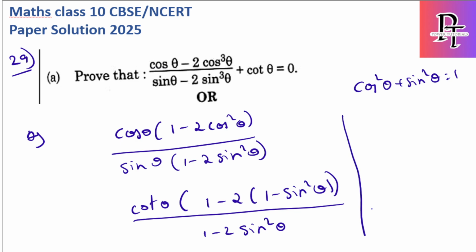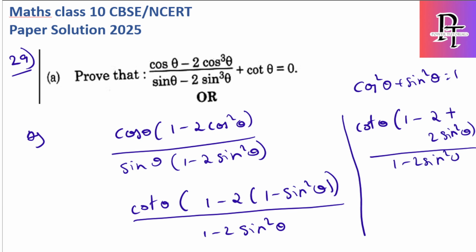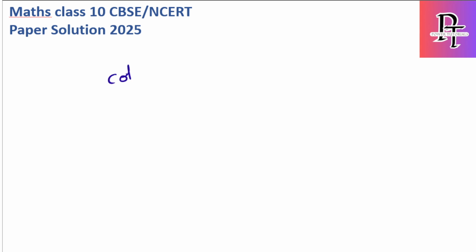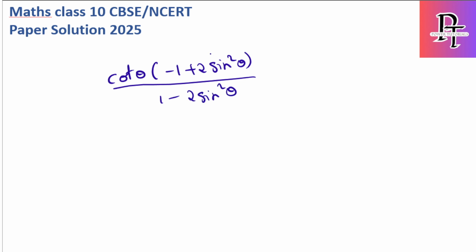Okay, so in the next step, I will write this as cot theta into 1 minus 2 plus 2 sin square theta by 1 minus 2 sin square theta. What is 1 minus 2? It is minus 1. So this becomes cot theta into minus 1 plus 2 sin square theta by 1 minus 2 sin square theta. So if you see here, both are same, but simply minus you have to multiply. So this becomes minus 1.